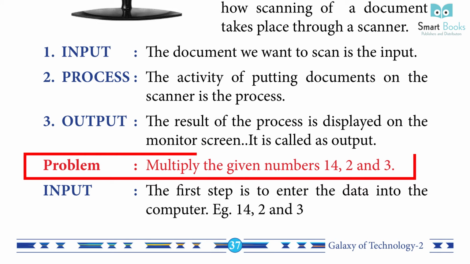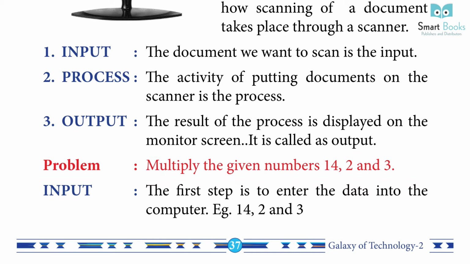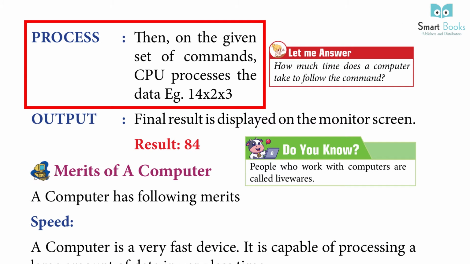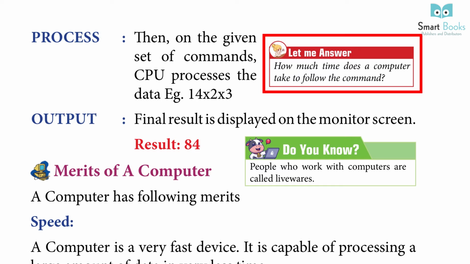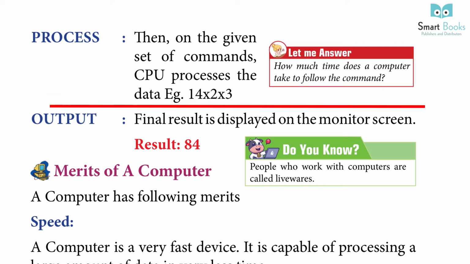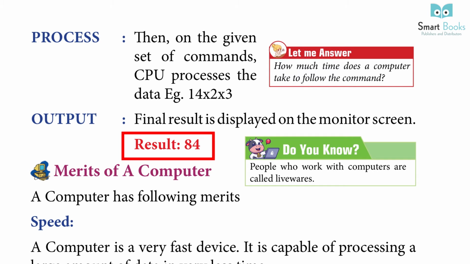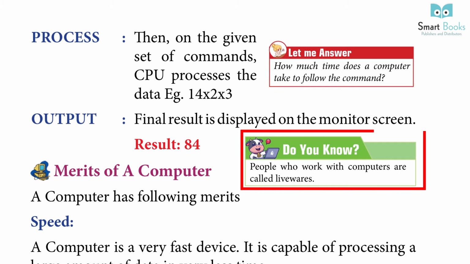Problem: multiply the given numbers 14, 2 and 3. Input: the first step is to enter the data into the computer. Example 14, 2 and 3. Process: then on the given set of commands, CPU processes the data. Example 14 into 2 into 3. Let me answer. How much time does a computer take to follow the command? Output: final result is displayed on the monitor screen. Result is 84. Do you know people who work with the computers are called librarians?